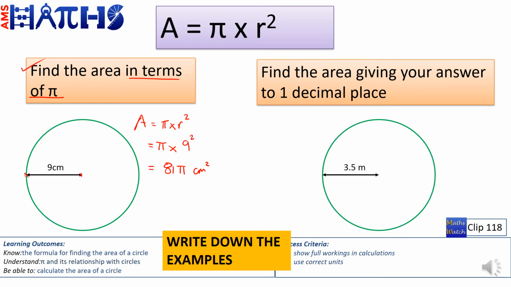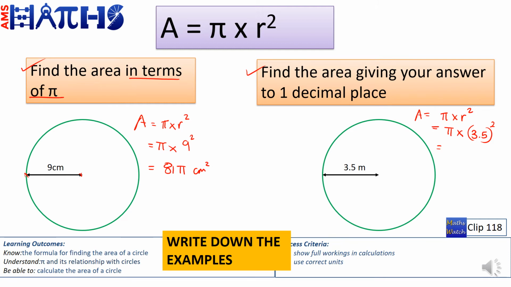81 pi centimeters squared. In our next question it says find the area giving your answer to one decimal place. So again you will write your formula, area equals pi times the radius squared. So we'll have pi times, this time the radius is 3.5, so we have to square that. So you can put that in a calculator. 3.5 squared is 3.5 times 3.5.